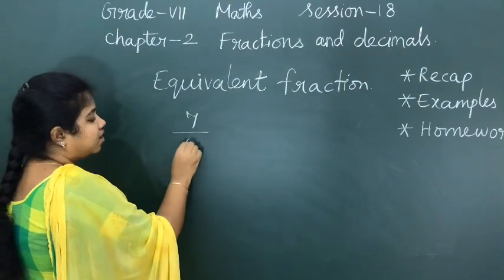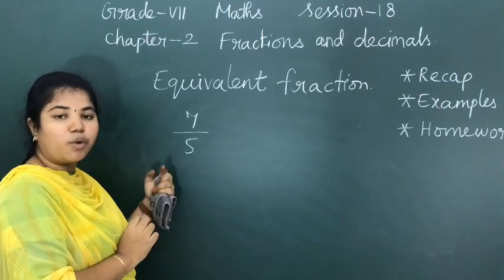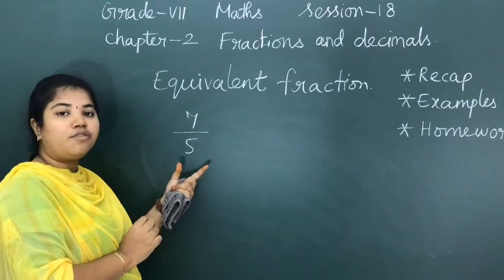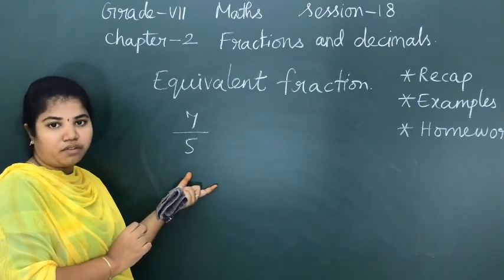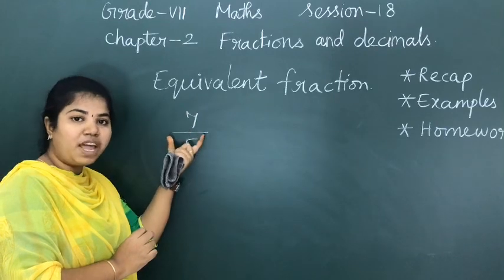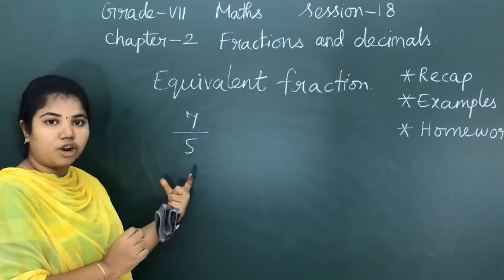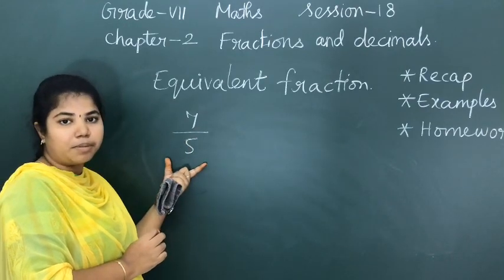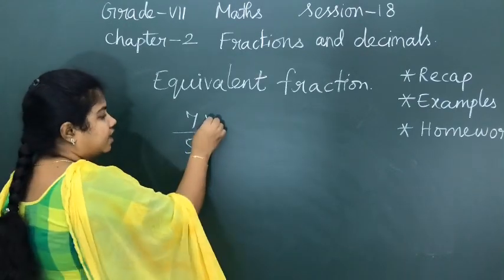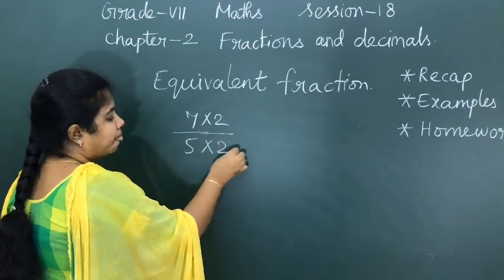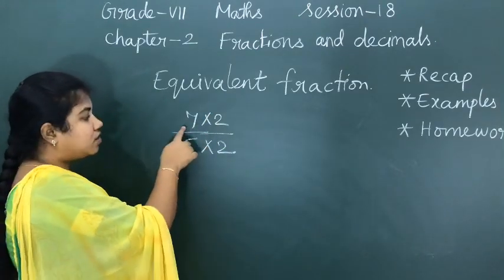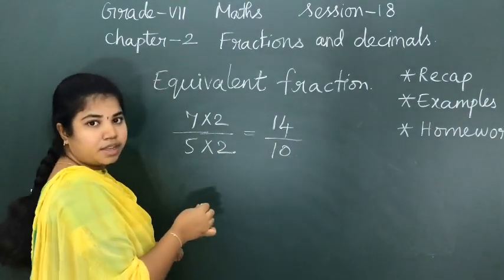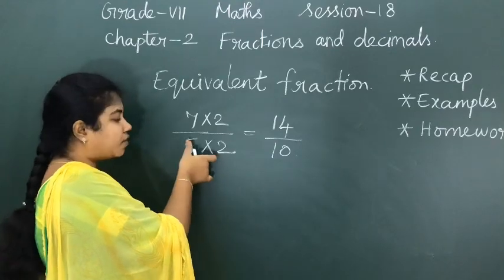Let us take the improper fraction 7 by 5. Why is it an improper fraction? Because the numerator is greater than the denominator. For this I am going to find the equivalent fraction. I have to multiply or divide the numerator and denominator by the same number. Here if I divide, I cannot, because 7 and 5 do not come under the same table. So let me multiply both by 2. 7 into 2 is 14, and 5 into 2 is 10. This is an equivalent fraction of 7 by 5.